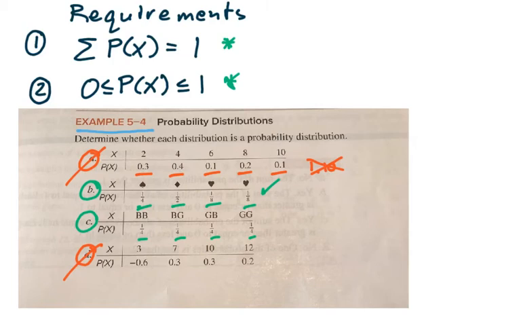All right, part D is not. Can we see why? Yes, negative 0.6 is not a valid probability. So it is not between 0 and 1. It is less than 0, negative. And then furthermore, all of those probabilities are not going to add up to a grand total of 1. So that last one, D, is sort of double disqualified.